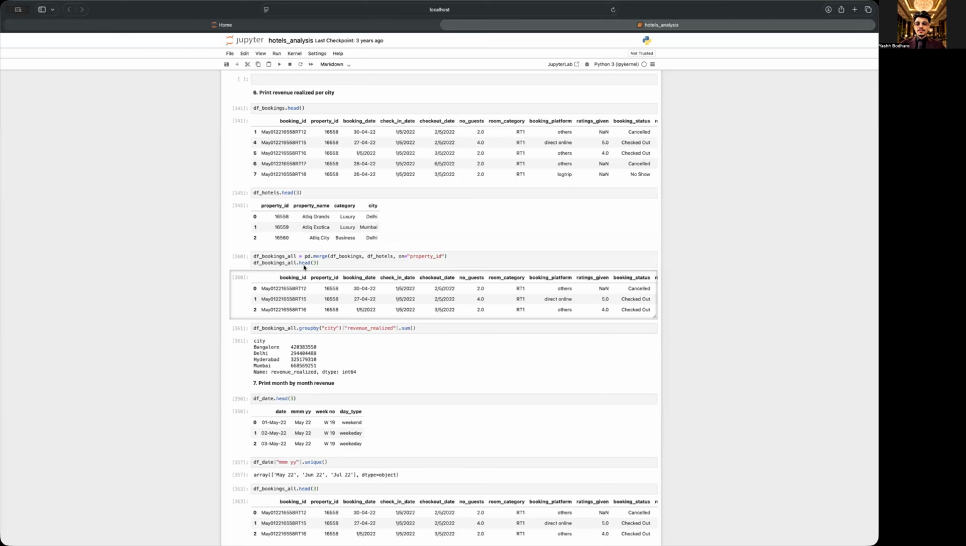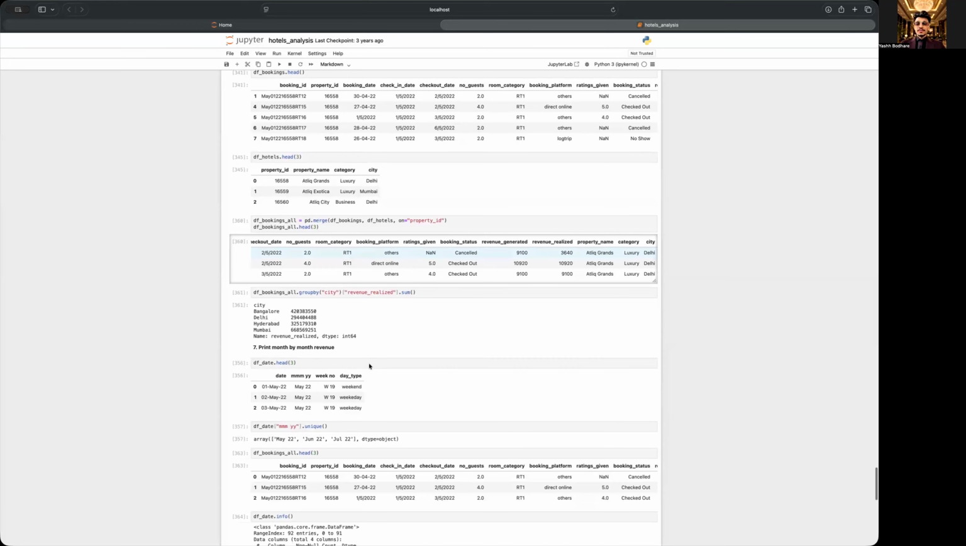So why create this bookings all data frame? Because I store the merged results in a new data frame called bookings all, and this keeps our original df bookings unchanged while giving us a richer analytical data set containing both booking measures and hotel information. And once again, I use head after the merge to validate whether the combination worked correctly. And as you can see, we have the city column. So yeah, it worked perfectly.